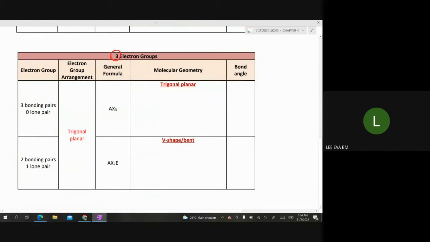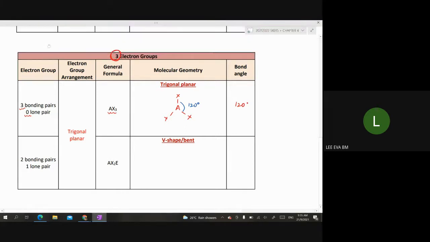So just now we said three electron groups. You have the electron group arrangement or your basic shape of Trigonal Planar. Okay, but you have two combinations. I can have three bonding pair with no lone pair. The general formula is AX3. Then the molecular geometry is still the same, arranged using 120 bond angle. So dekat sini kita label lah. Salah satu angle sajalah sebab semua angle adalah sama.